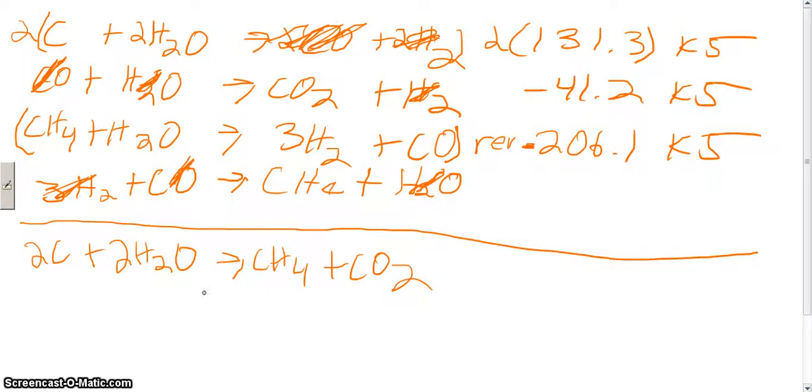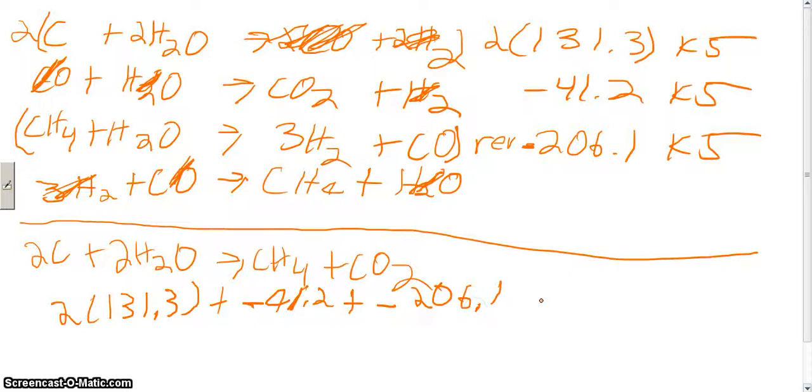And now we add up all of the individual enthalpies. So 2 times 131.3 plus negative 41.2 plus negative 206.1 gives us a total enthalpy of 15.3 kilojoules per mole. And from this, you can tell that the reaction is endothermic.